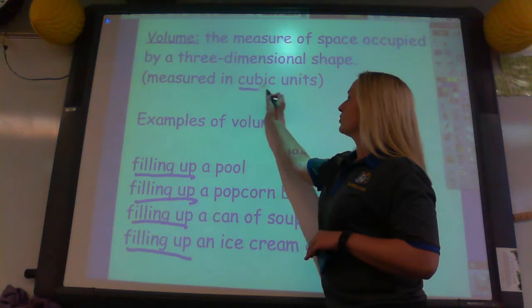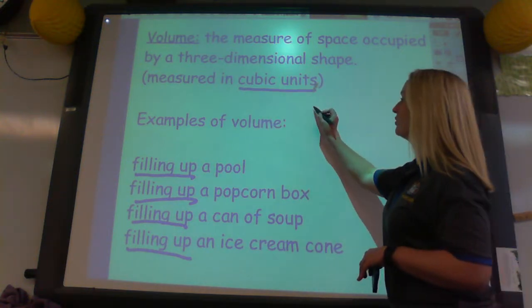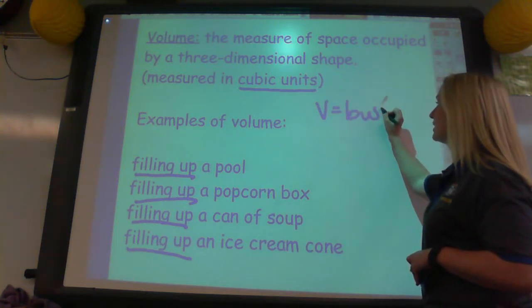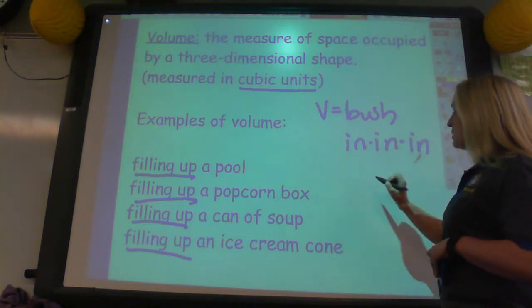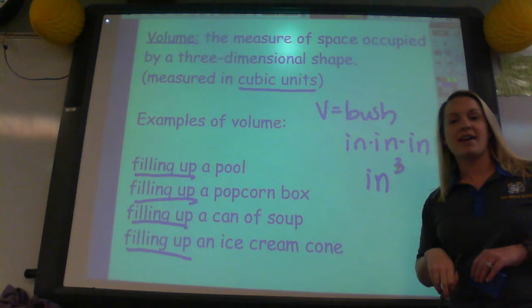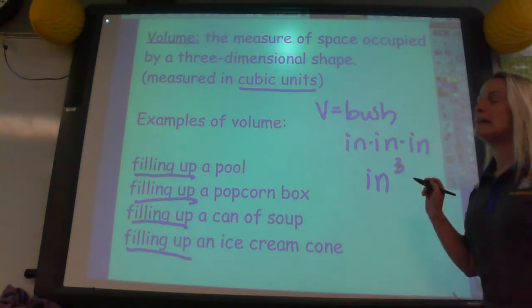It's also measured in cubic units because we're multiplying 3 dimensions together. So if you remember from volume of a prism, it was base times width times height, and that would be inches times inches, which turns out being inches cubed. We'll talk more about that as we get into our examples today. Hopefully I won't forget to include the units.